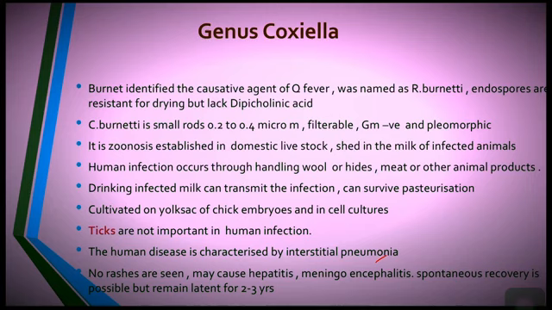Coxiella causes Q fever. In chronic Q fever, the organism spreads to almost all the organs and can cause hepatitis, meningoencephalitis, and endocarditis. Spontaneous recovery is possible, but the organism can remain latent for 2 to 3 years in the tissues of the patients. These organisms can be cultivated in the yolk sac of chick embryos and in cell cultures.